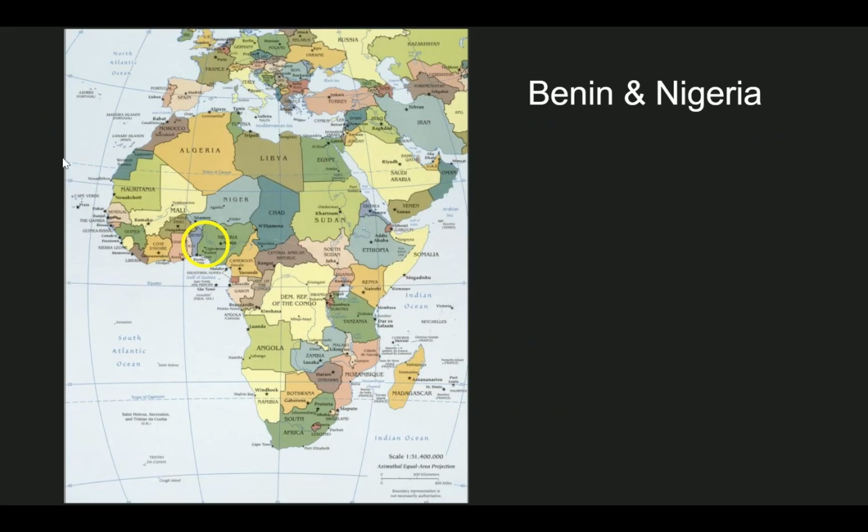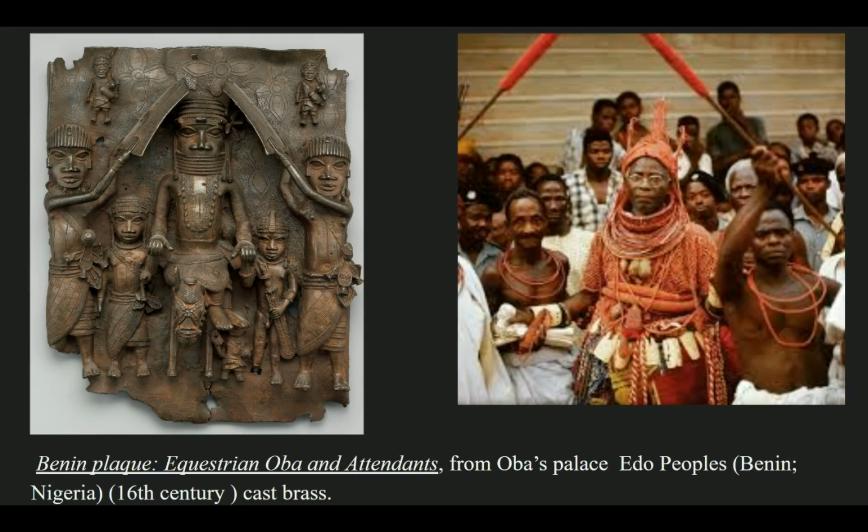Okay, so we're looking over Benin and Nigeria. So remember, these political boundaries do not reflect the ethnic groups that were here before these boundaries. And so we're looking at the Edo peoples who overlap these boundaries. And we're looking at cast brass here.